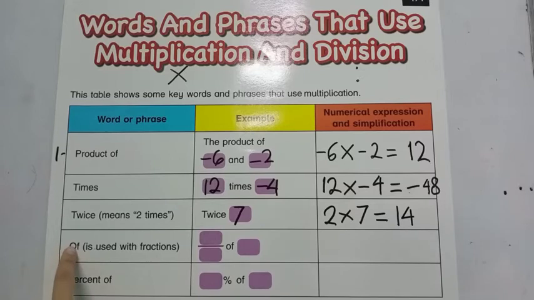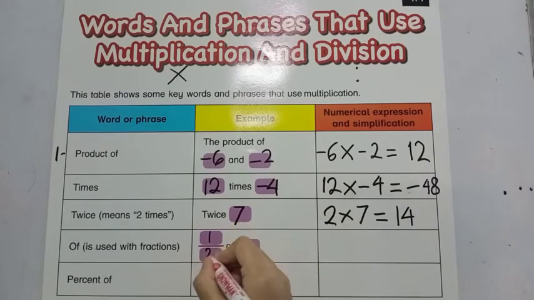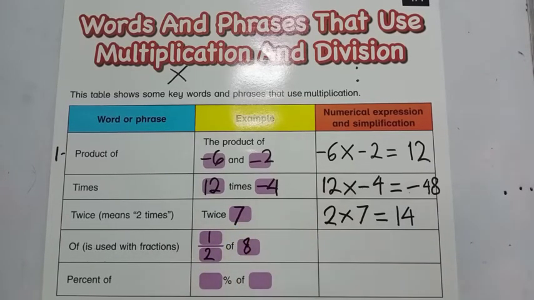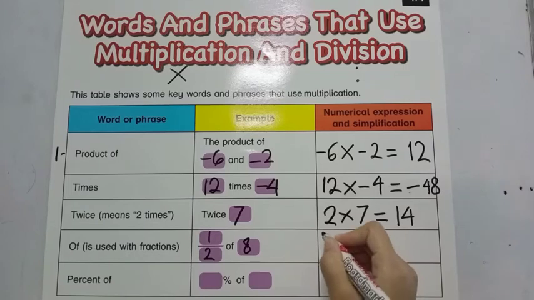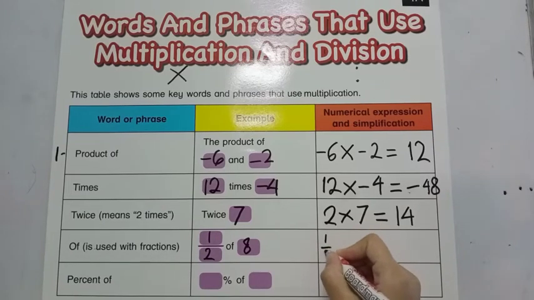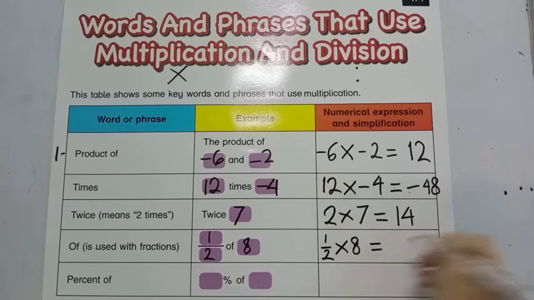Fourth, of. Of is used with fractions. For example, a half of 8. A half of 8 in numerical expression, we can write a half times 8. And the answer is 4.